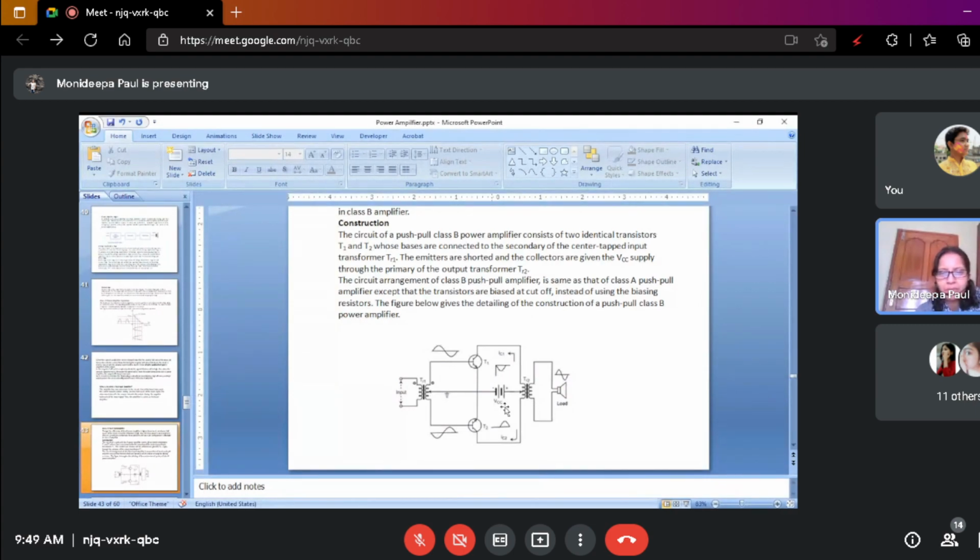Simple. If the transformer secondary voltage is V2 and the transformer is center tapped, then half of V2 is applied across this configuration. Is it clear for everyone? Okay. So with the center tap transformer, half of the voltage is applied.